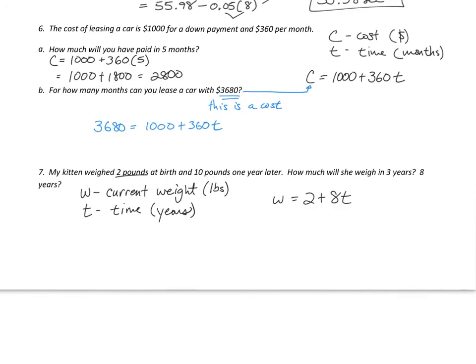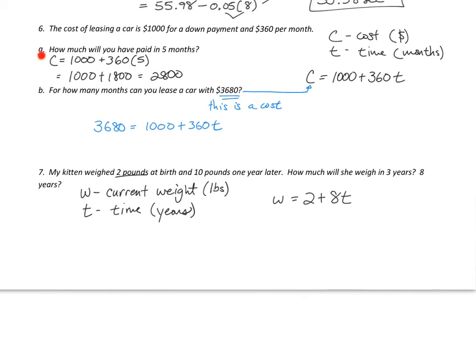All right, for number 6, the cost of leasing a car is $1,000 for a down payment and $360 per month. So we can call the cost C in dollars and the time T in months. So the equation would then be the cost is the initial amount, aka the down payment, $1,000, plus $360 for each month you lease the car.